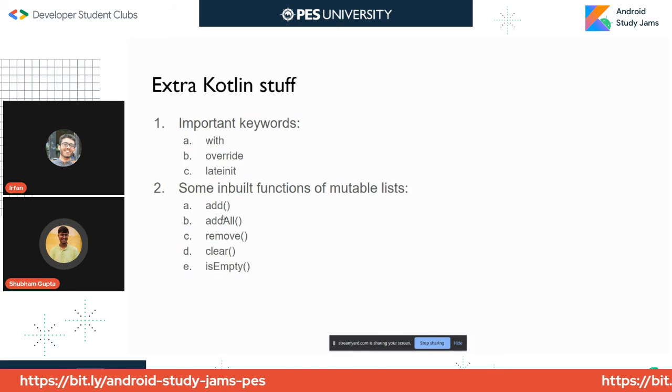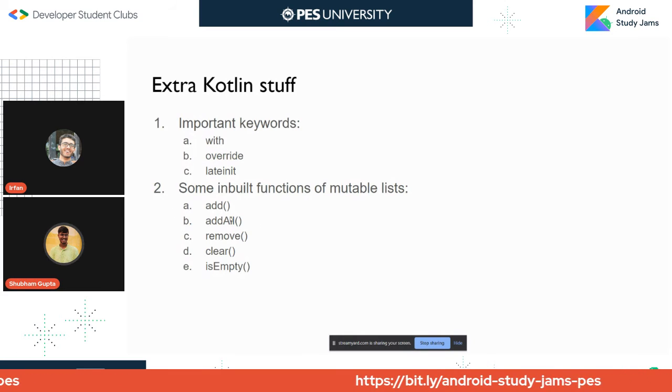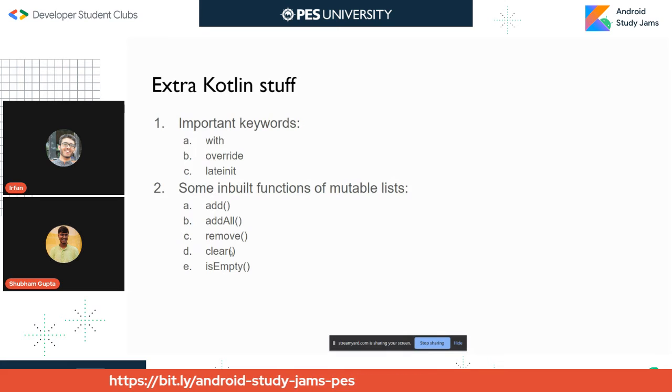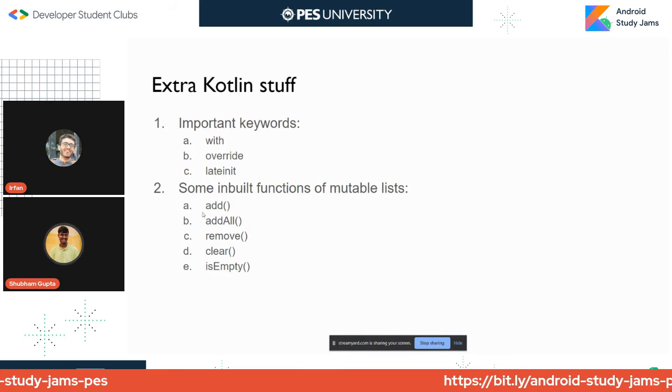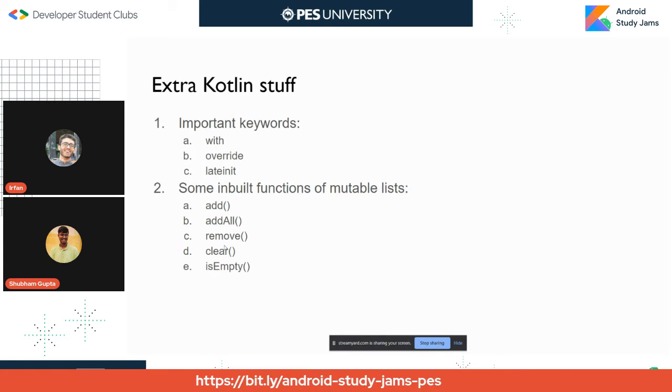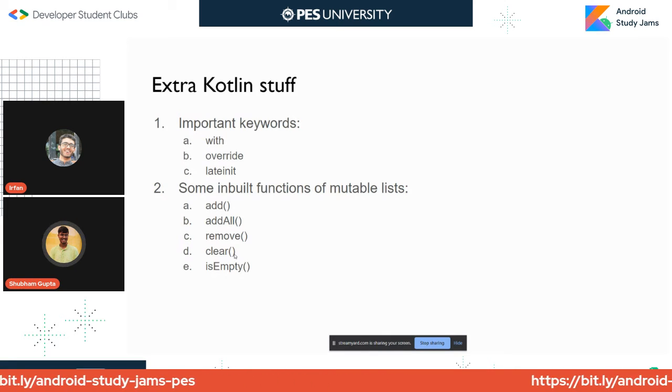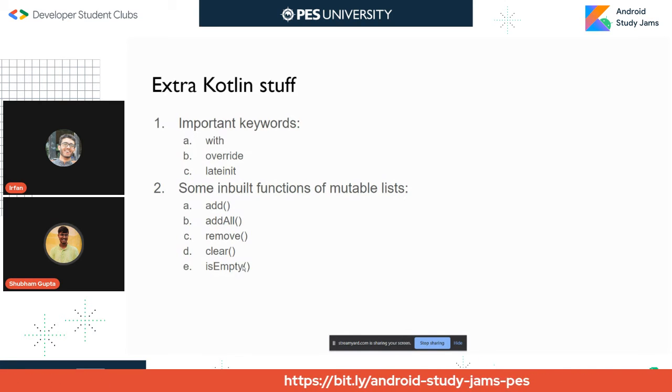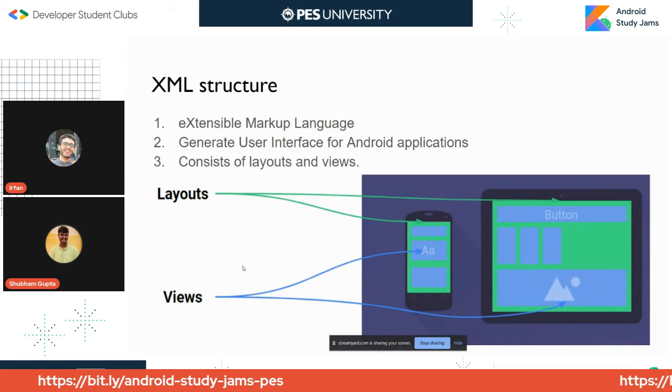There's addAll. AddAll is basically you take a list and you append it to the end of a mutable list. Remove is basically you take an element you want to remove from a list, so you just put that element in there and it's removed. Clear is basically you reset the list to a null list. It has 0 elements. And isEmpty just returns a Boolean value whether the list is empty or not. That's all. So that's that.